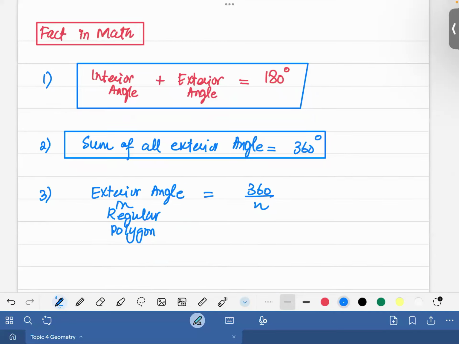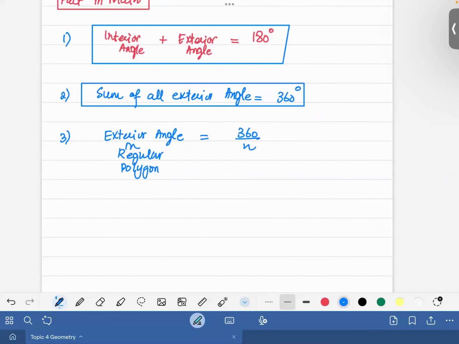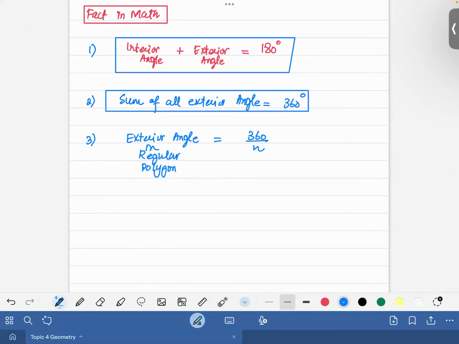Let me show how this works, please pay attention, in the example of an equilateral triangle. So please pay attention, everybody. I hope you are listening very carefully because this is important for you. Yeah, sir, I'm listening very carefully. Okay, so please pay attention, everybody.